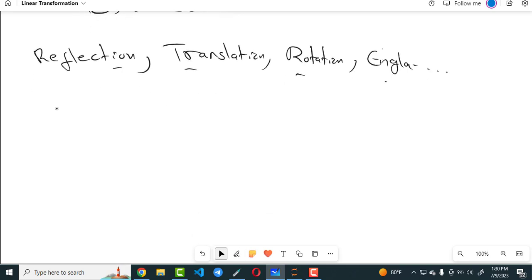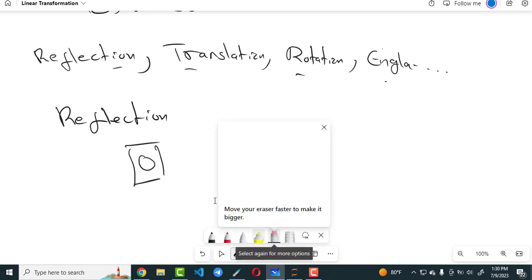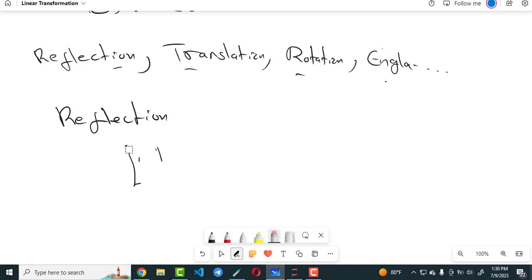When we talk about reflection, assume, for example, you have a mirror and you are looking into it to see yourself inside the mirror. So you are reflecting yourself inside a mirror. For example, let us take a look at a Cartesian plane or a vector space where we have the y-axis here and also the x-axis. Assuming this line is our mirror line.